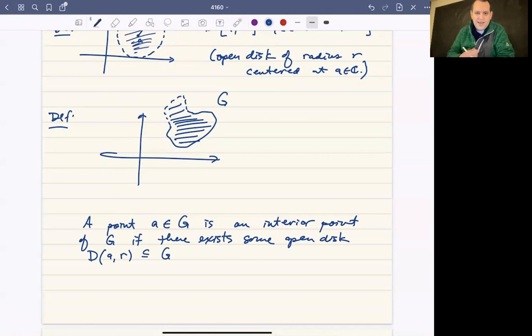Okay, so a point A is an interior point if you can find an open disk centered at A of some radius, and that disk stays inside G. So I just want to introduce this idea really quickly. I'm going to draw some pictures and then erase them as we go. You can pause the video, take screenshots if you like. But then I'll do one example at the end where we have all these definitions all together.